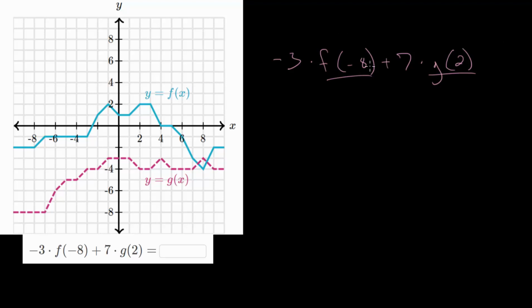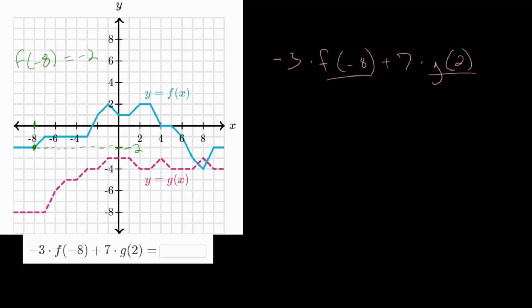So let's start with f of negative 8. We find an x value of negative 8, and we look at this blue function, since that's f of x. So at negative 8, we go to our function right here. Essentially, we're just looking for the y value of the function, which looks to be at negative 2. So we can see that f of negative 8 is negative 2.